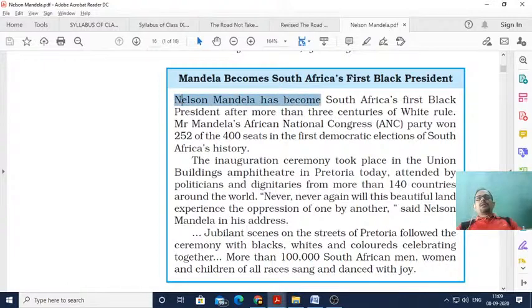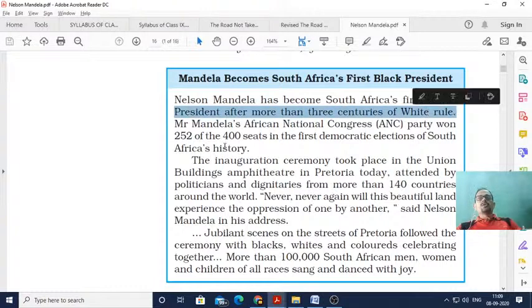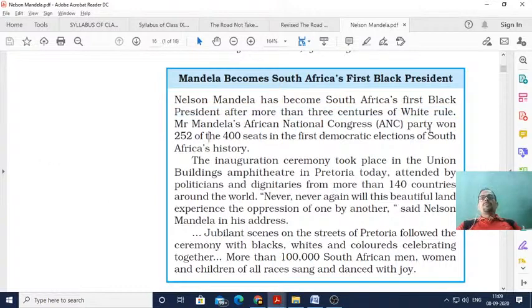Okay, so let me begin. Nelson Mandela became South Africa's first black president after more than 3 centuries of white rule. So you can imagine, dear students, South Africa was governed by the white people for 3 centuries, that is for 300 years. Mr. Mandela's African National Congress party won 252 of the 400 seats in the first democratic elections of South Africa's history. Therefore his government could come to power, and he was able to establish democracy in his country.